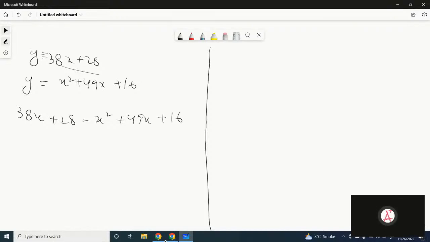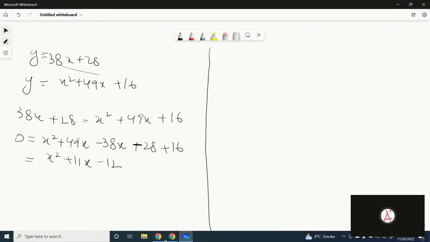Move these both values to the other side. It would be 0 equals x squared plus 49x minus 38x plus 20 negative 28 and plus 16. Got it? Because 28 is positive here, so at this side it would be negative. So x squared, 49 minus 38 is 11. It would be positive 11x and minus 28 and plus 16 is negative 12.